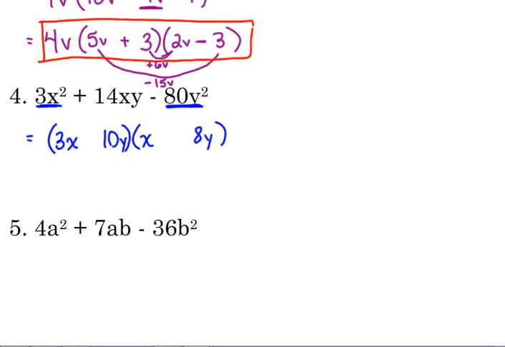All right. Let's see here. So the outside right now, 3x times 8y is 24xy. The inside, 10y times x is 10xy. It was negative 80, so one of them's negative and one of them's positive, and we need to get a result of positive 14. So what do we need here? We need negative 10 and positive 24, so that means positive goes here and negative goes there. Okay, and that's it.